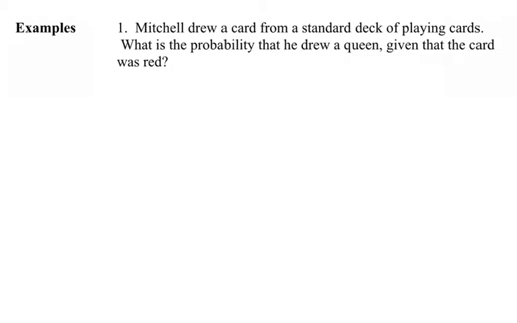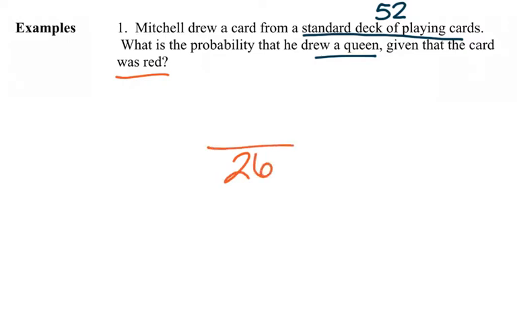Okay. So here's an example. Mitchell drew a card from a standard deck of playing cards. Standard deck of playing cards always has 52. What is the probability that he drew a queen given that the card was red? Okay, so we are told that the card is definitely red. Out of 52 cards, 26 of them are red. Of those 26 cards, 2 of them are queens. So our answer is 1 out of 13.